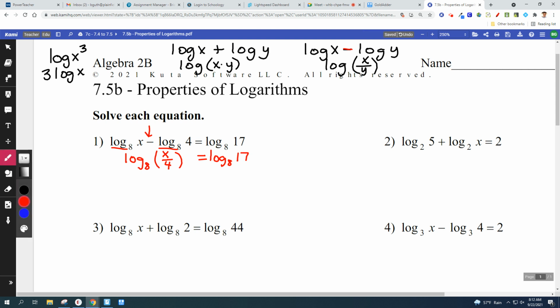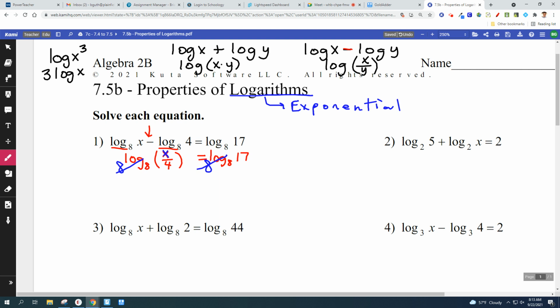Now, in order to isolate x, we're going to need to get rid of the divide by 4, but we'll do that later. First we've got to get rid of the log base 8. A logarithm has something to do with an exponent, or an exponential. In fact, they are inverse operations. So all I have to do to cancel out that log base 8 is take a base 8 on both sides. It seems like a waste of time because all that does is cancel this out and leave me with everything else: x over 4 equals 17.